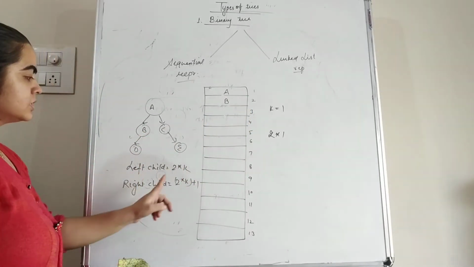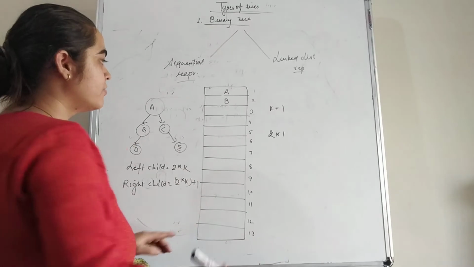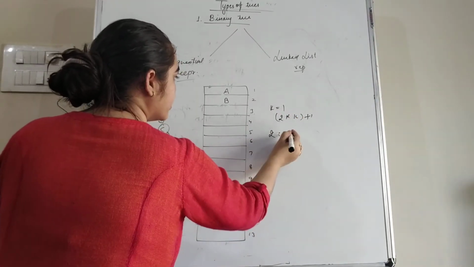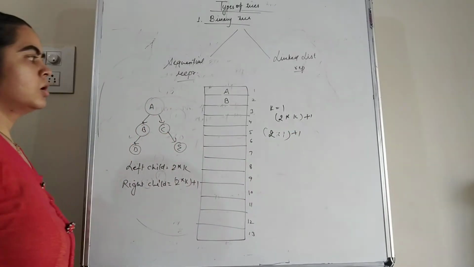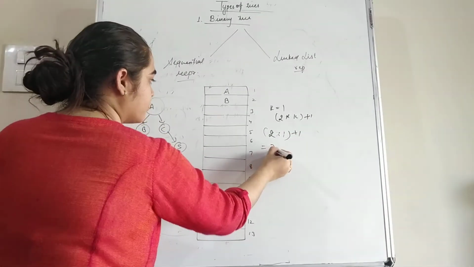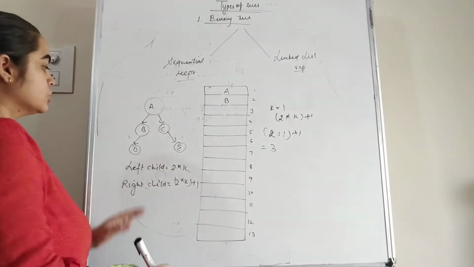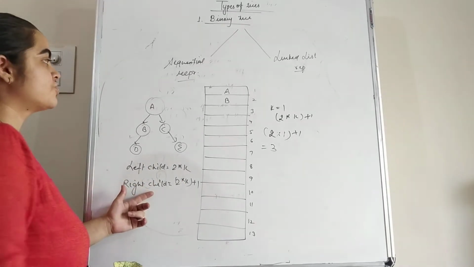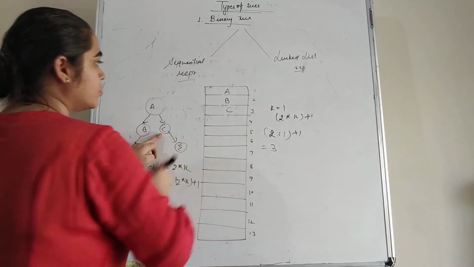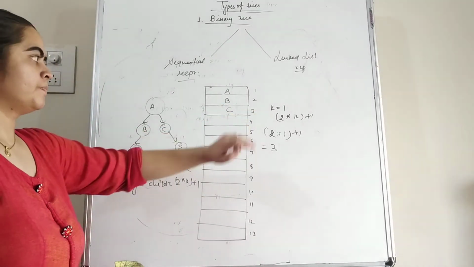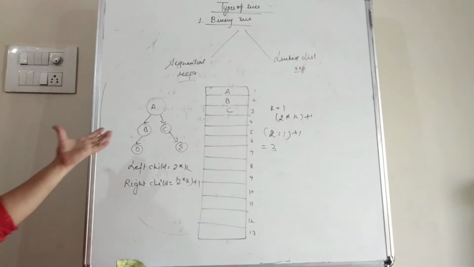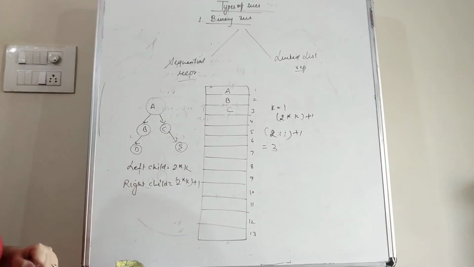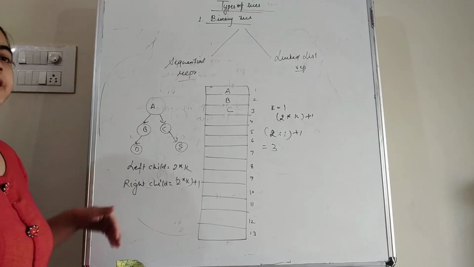And after this, with k equal to 1, we put it in the formula 2 into k plus 1. So here we have 2 into 1 plus 1. After calculation the result is 3. That means at the third memory location we have to add the right child. So C we add at the third location. Now students, after adding the left and right child into the memory, we can jump into the next level.